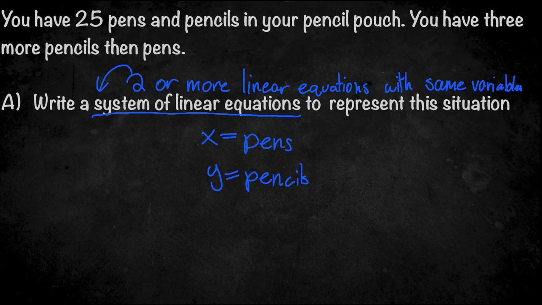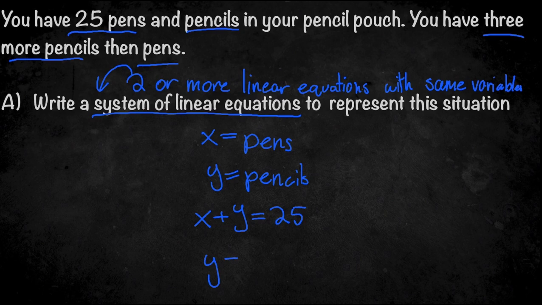So first it says you have 25 pens and pencils. That means pens and pencils combined equals 25. So that'd be written as x plus y equals 25. Then it also says you have 3 more pencils than pens. So that would be y equals x plus 3.